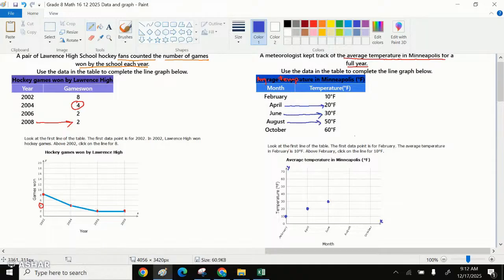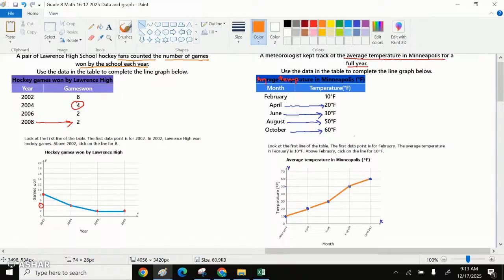August, the average temperature was 50. We look at 50 over here and we plot it over here with the August over here. And October, it was 60. October would be 60. So when we join the points together, we will see the pattern of the temperature change. Since it's going in the upward direction, right? That means the temperature is increasing. That means it's getting more hot over there.